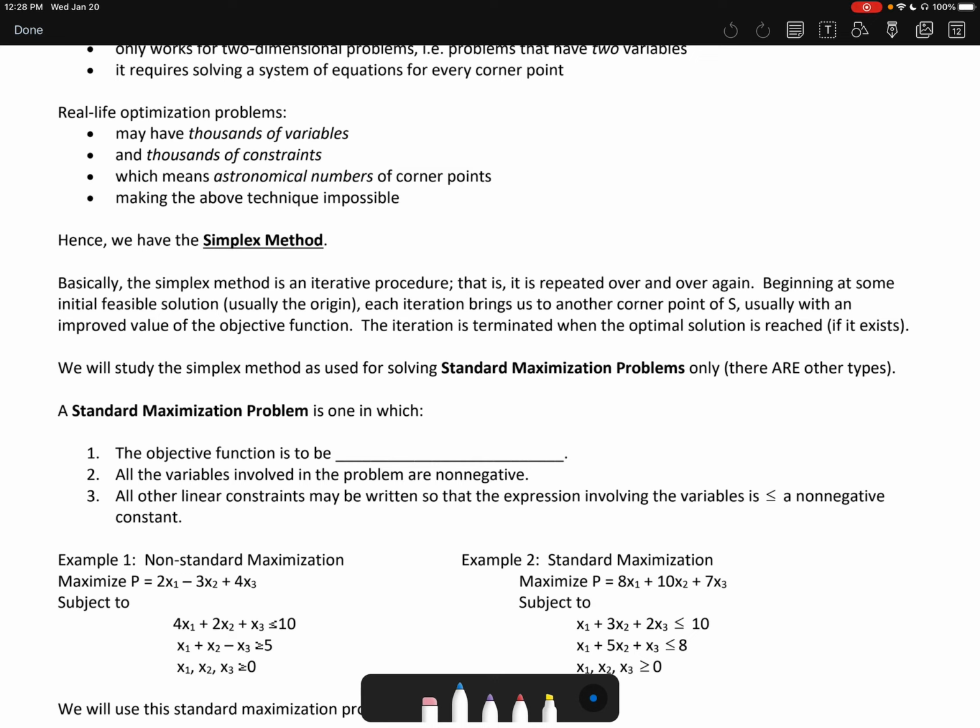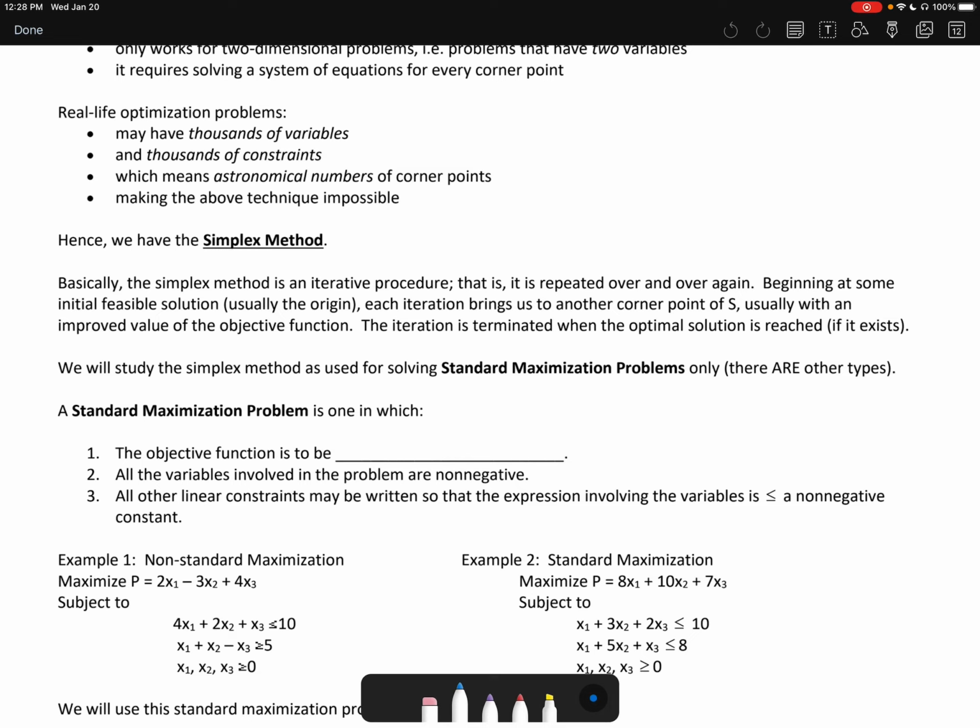And then each iteration that we do will bring us to another corner point. Without seeing it, that's what's going to happen. And usually it's an improved value of that objective function. So 0, 0 is definitely not going to maximize it. Then we'll arrive at another corner point and it will be better. And then we'll arrive at another corner point and it will be better until we reach the end. So the iteration is terminated when we find that optimal solution.